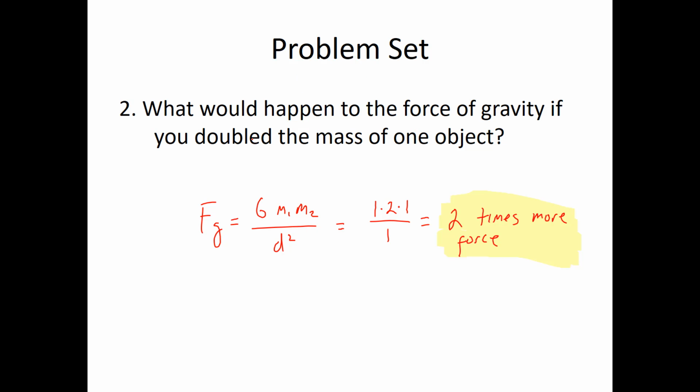Next one, what would happen to the force of gravity if you double the mass of one object? So 1, 2, 1, once again, 1, 1, 1 over 1 squared. This should be squared. I shouldn't leave that off. And that would give you a ratio of 2 times more force.